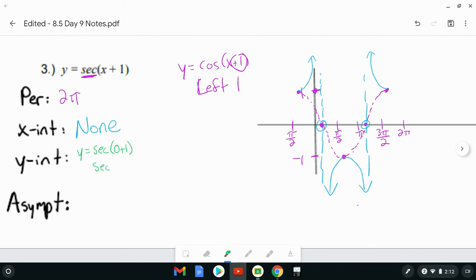Well, the secant of 1 is not on our unit circle, so we're just going to say that the y-intercept is at 0 comma secant of 1. If it was asking for an approximation, you can plug it in your calculator.